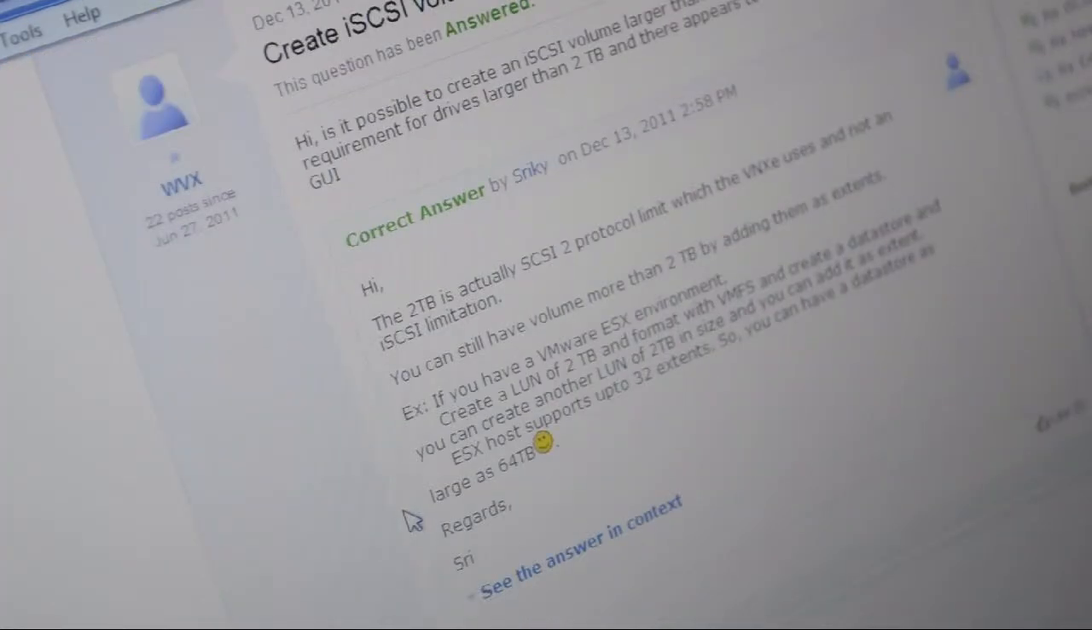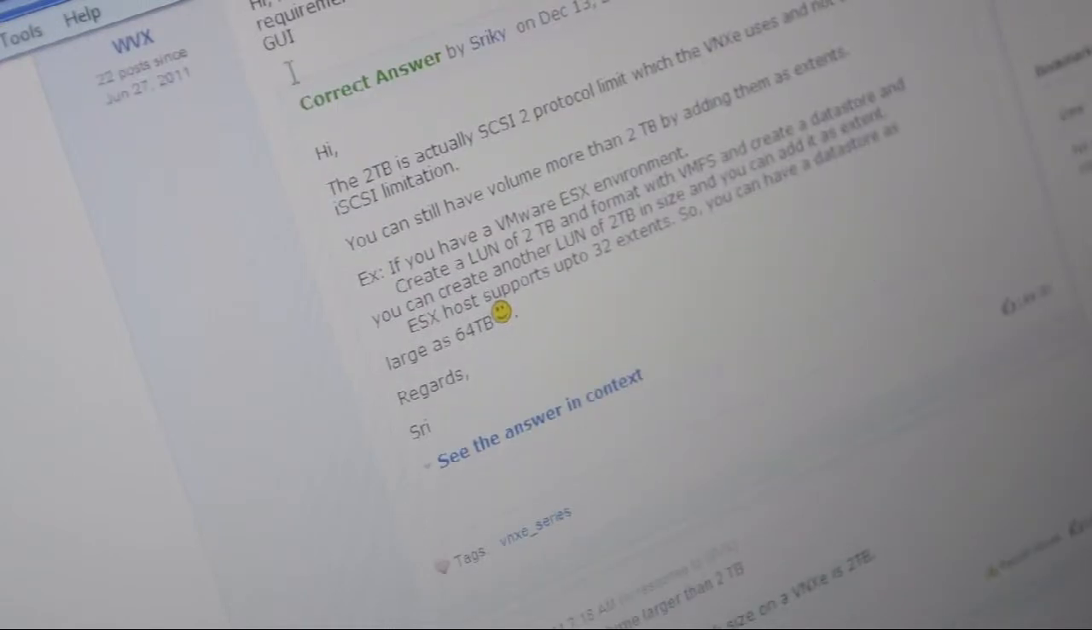And to answer that, you have to actually look at the architecture of the VNXe. The VNXe uses a SCSI 2 protocol when it's creating all of its LUNs, and that has a limitation of 2 terabytes. However, if you wanted to present a bigger data store, you could stitch multiple 2 terabytes LUNs together as extents. The ESXi host supports up to 32 extents, letting you create a 64 terabyte data store.